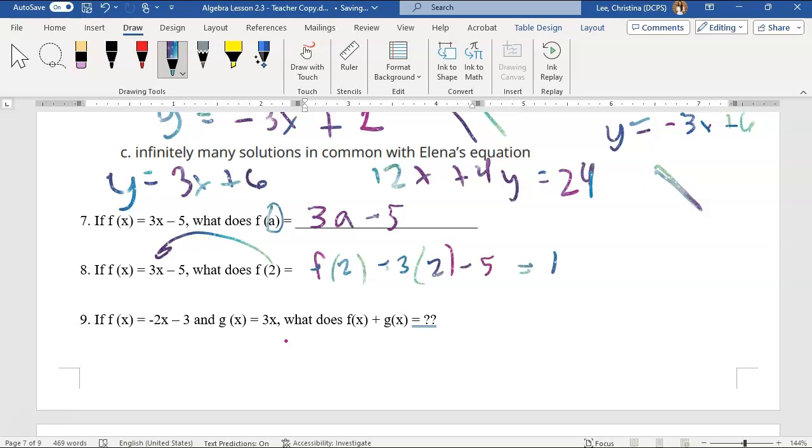Here it says if g of x is 3x, and f of x is 2x minus 3, what is f of x plus g of x? So 2x minus 3 plus 3x, we can combine those, and we will just get 3x plus 2x, which is 5x, minus 3. That's our answer.